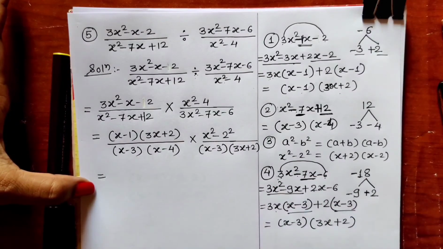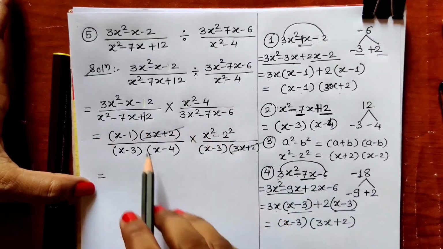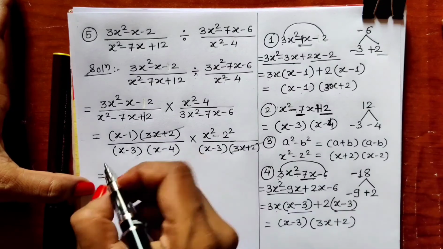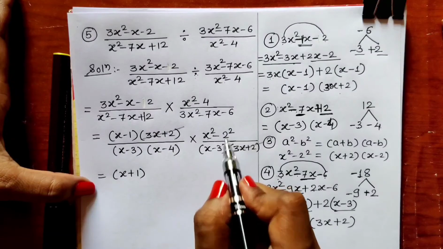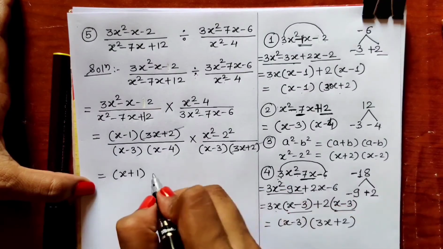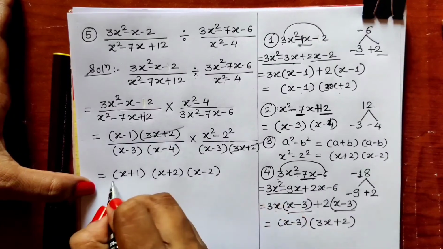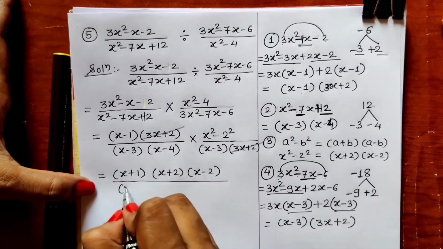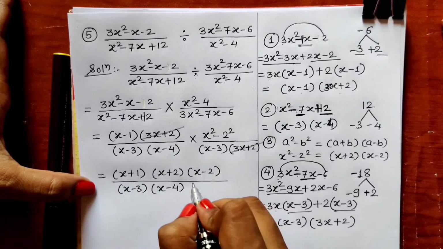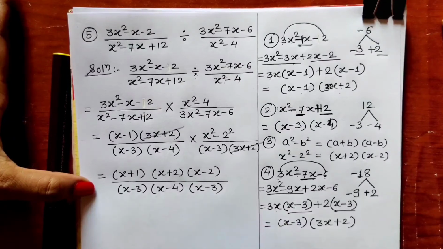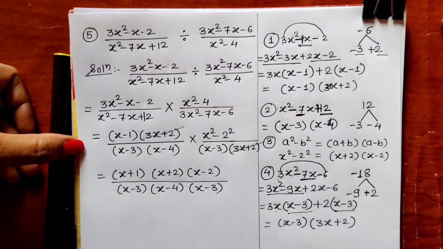Now whichever bracket is possible to cancel, we will cancel: 3x plus 2, 3x plus 2. Remaining brackets cannot be cancelled. So I will be writing x plus 1. Now in x square minus 2 square, we can write x plus 2, x minus 2. What is there in the denominator? X minus 3, x minus 4, x minus 3. Correct. Now as we all can see, this is x minus 1, not x plus 1.